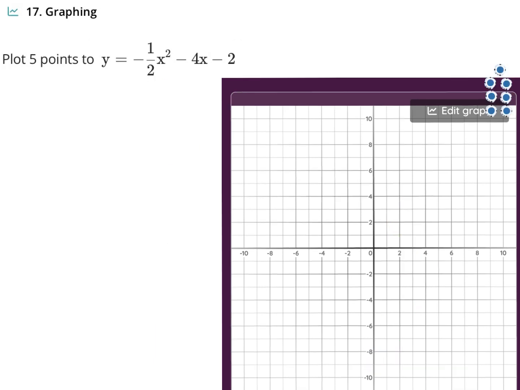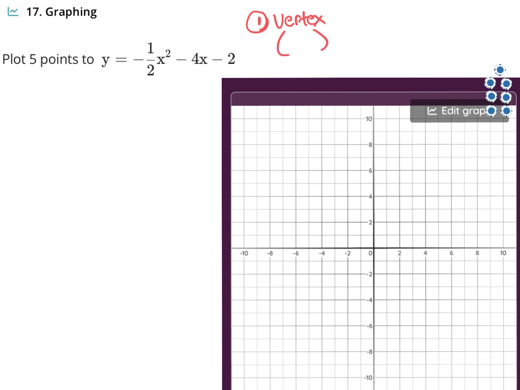Man, oh man, check out this a value of -1/2. That's going to change things up. All right, let's graph this thing. Again, you're going to begin by finding the most important point, which is the vertex. So I'm going to put a number 1. I'm going to write the word vertex right here.